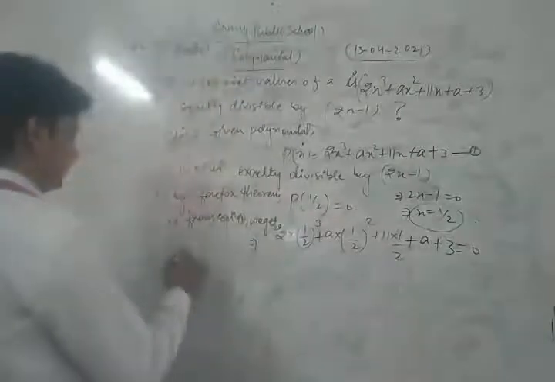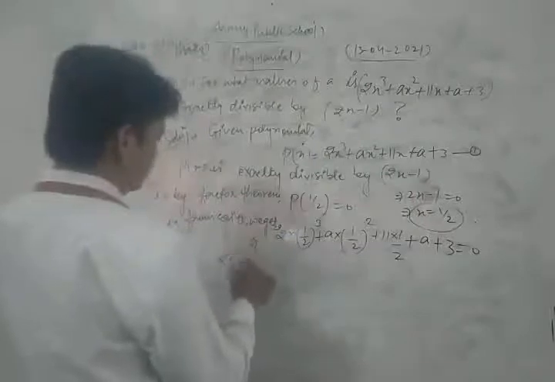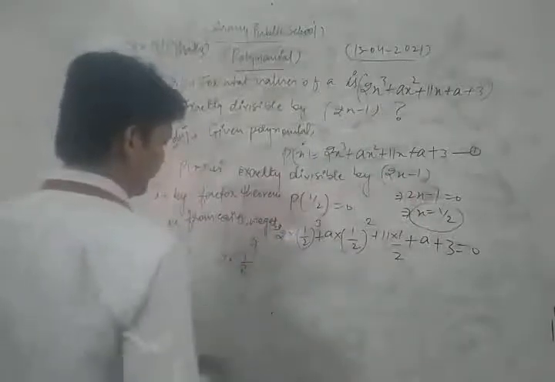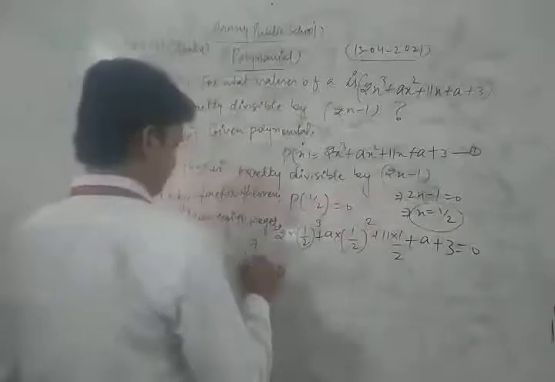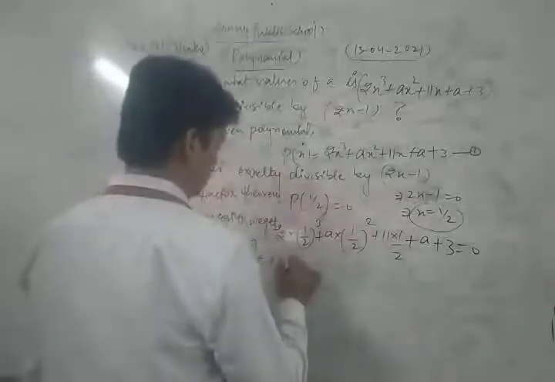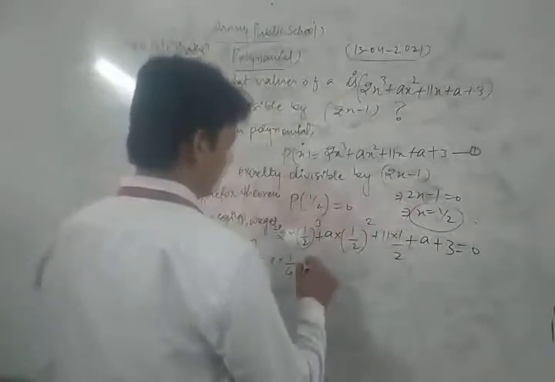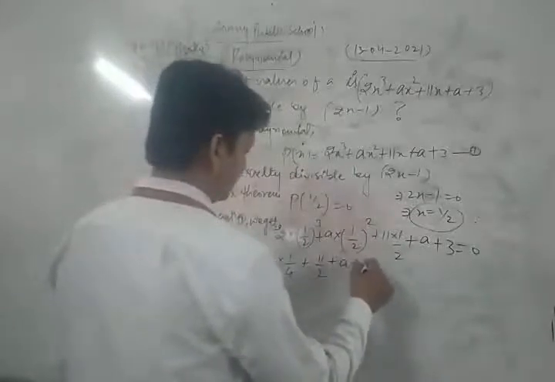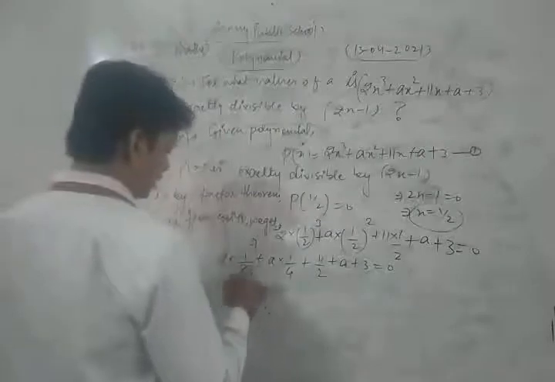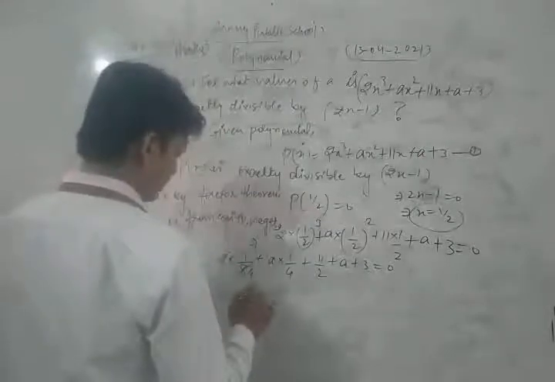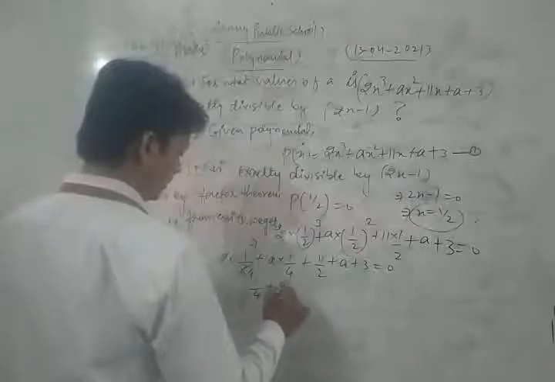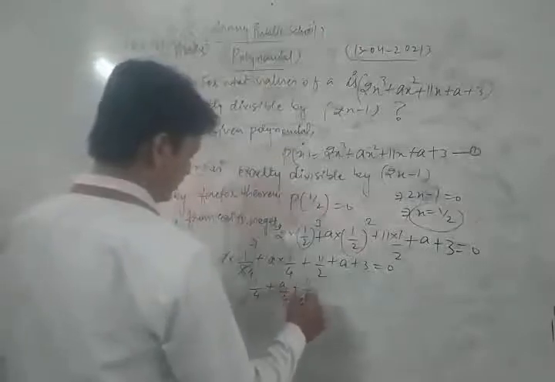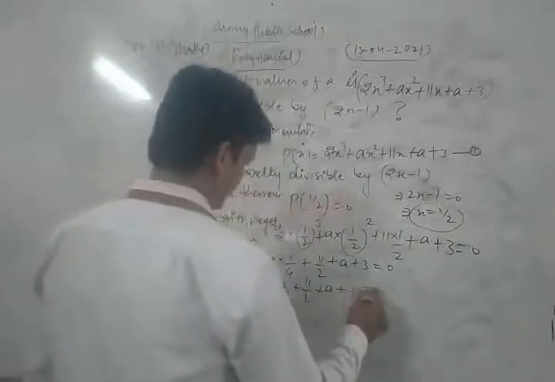We get 2 into 1 upon 2 to the power 3, which is 1 upon 8, plus a into 1 upon 2 squared, plus 11 upon 2, plus a plus 3 is equal to 0. Now, dear students, 2 fours are 8, so we have 1 by 4 plus a by 4 plus 11 by 2 plus a plus 3 is equal to 0.